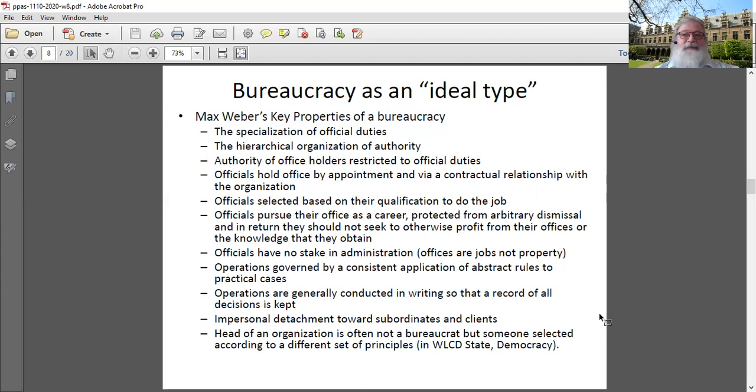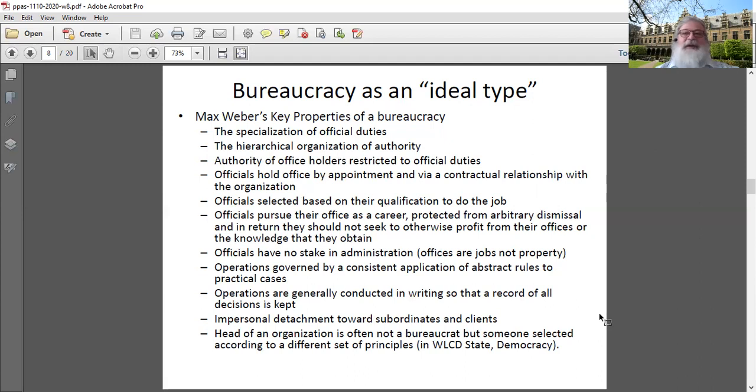And authority, and with it legitimacy, flows down the pyramid from the minister who receives their mandate from the political system, the democratic system. Authority of office holders is restricted to official duties. A passport services officer has authority to issue or deny passports. When they leave the office, they're just an ordinary Canadian.